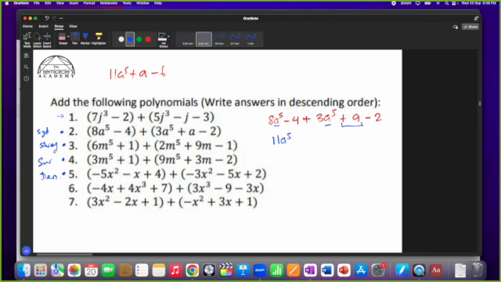Then this plus a is by itself. And then you have minus 4 minus 2. So minus 4 minus 2 is minus 6. Excellent job, Sydney. Denicia, you understand it? How do you feel about it?